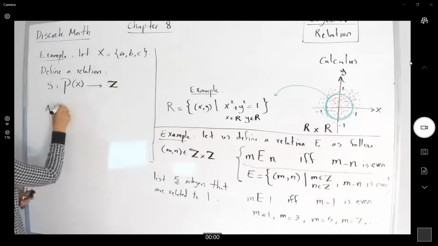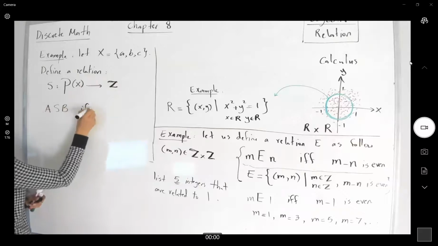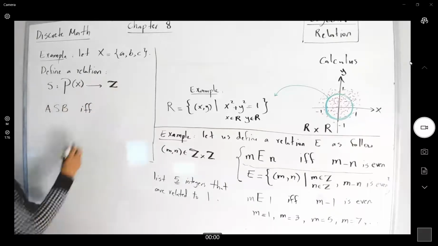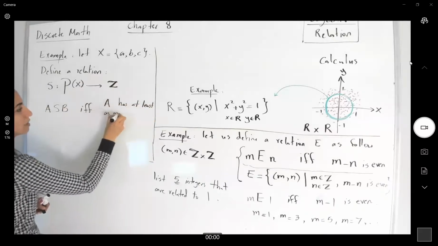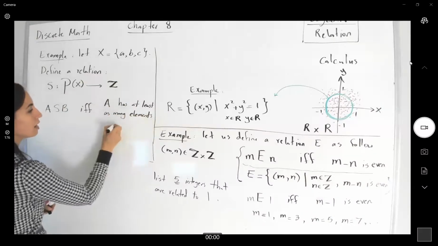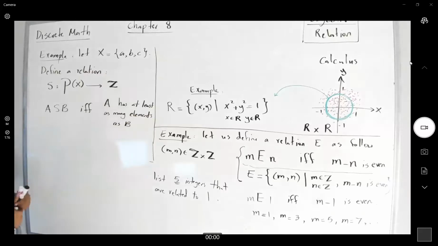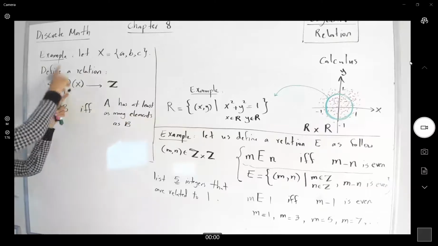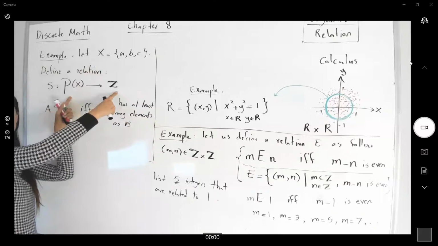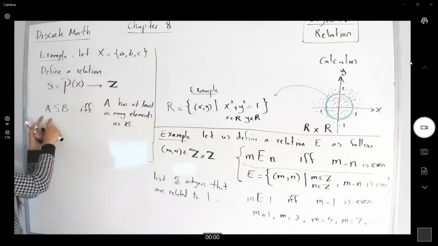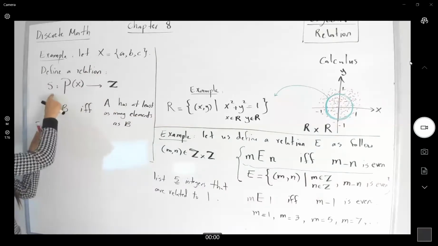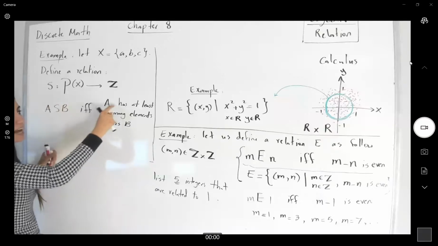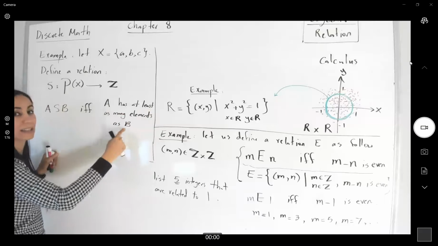A is in relation with B if and only if A has at least as many elements as B. They have a relation S that takes on values from the power set of X to the integers Z. We say that two members of the power set of X are related together, are members of S, if and only if A has at least as many elements as B.